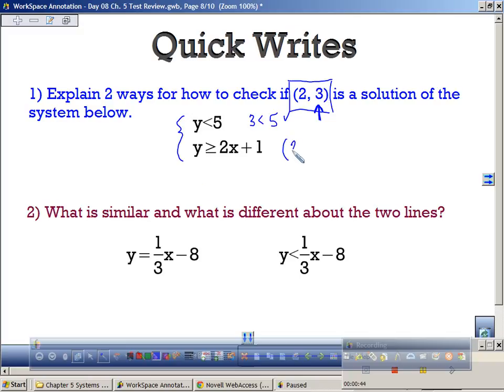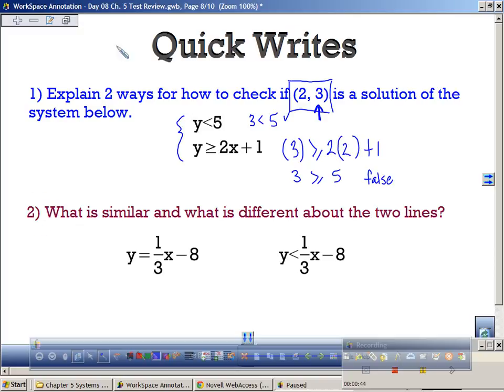All right, so now let's substitute both of our values into the variables. So I have y, 3, is greater than or equal to 2 times x, x is 2, plus 1. When I simplify this, I get 3 is greater than or equal to 5. Is 3 greater than or equal to 5? No. So this is false. This is not a system of equations. What is it, then? What would that look like? Let's come back to that.